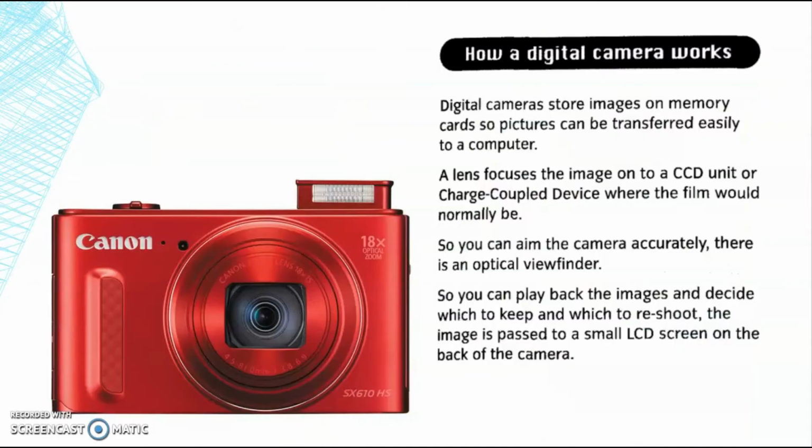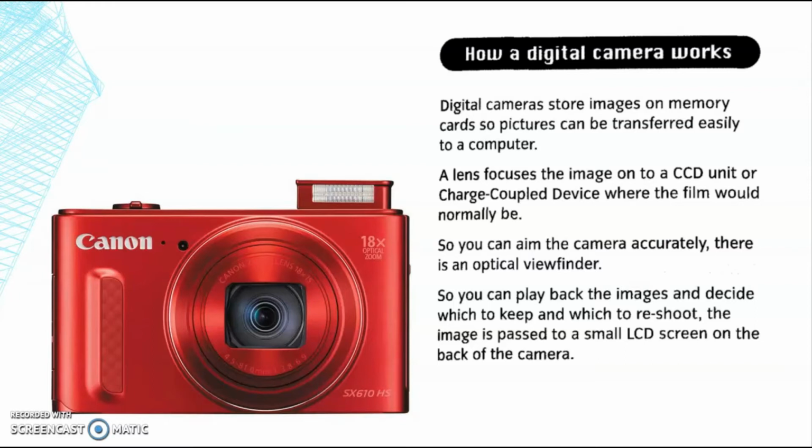Okay, we've come to the next part, talking about the peripherals. One of the example of this is the camera. You see that here is the digital camera that we can take the pictures anytime, and we can see the result instantly. Digital cameras store images on memory cards so pictures can be transferred easily to a computer.